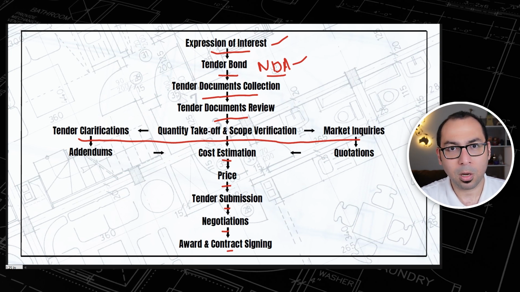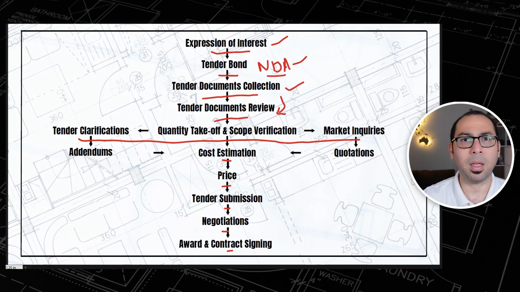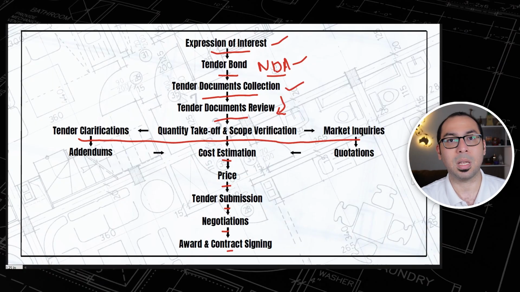So once you have your tender bond and NDA, then you can go to the next step, which is the tender documents collection. And you will collect the tender documents. Maybe they will be sent to you by email or via CD or by whatever means required. And then you go and you start reviewing these tender documents. And actually the tender documents that you will receive will include the drawings and the BOQ and the specs and the conditions of contract and draft agreement, and it will also have instruction to tenderers and all of these things. So you will receive everything you need in order for you to submit your price for this project.